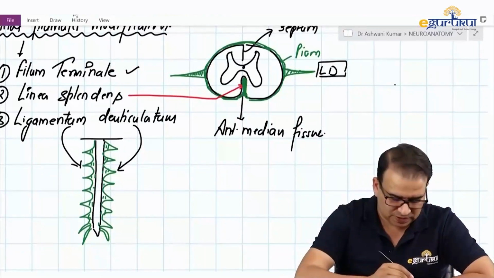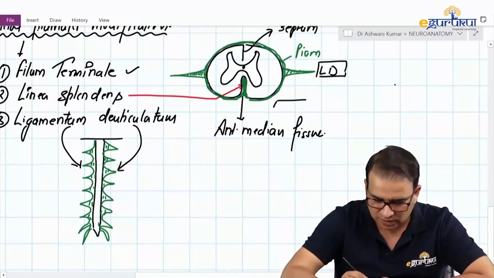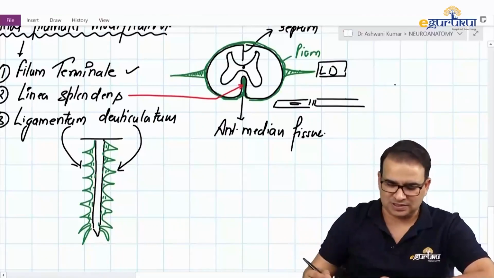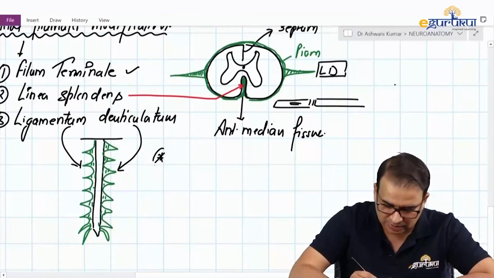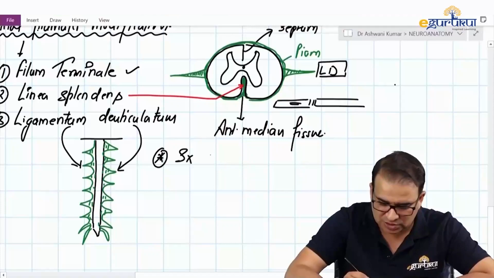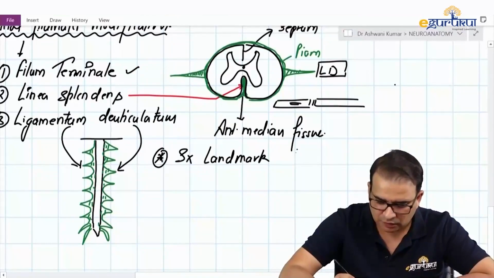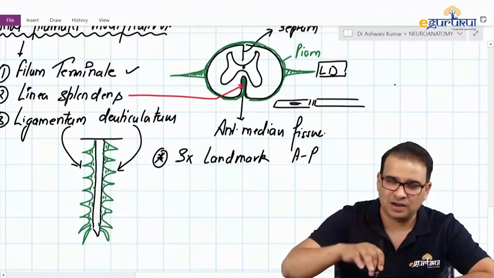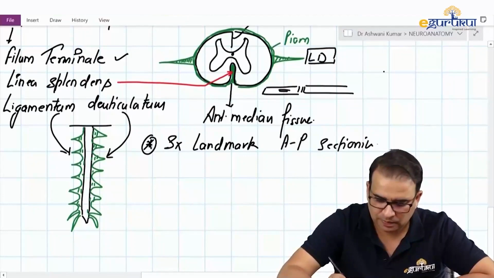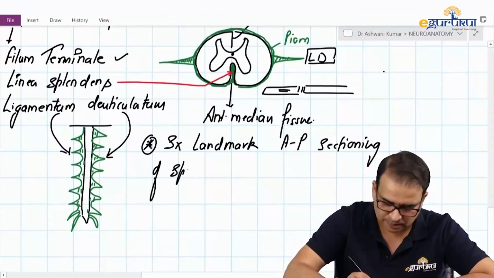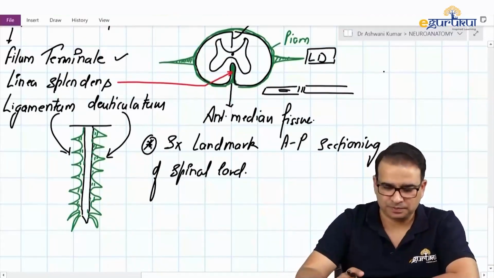And just so that you remember it, I'm just drawing a scalpel here. So if you're doing the anterior posterior sectioning of the spinal cord, this will act as a landmark. So I can write this, that ligamentum denticulatum is a neurosurgical landmark for anterior posterior or posterior anterior, vice versa, sectioning of the spinal cord.